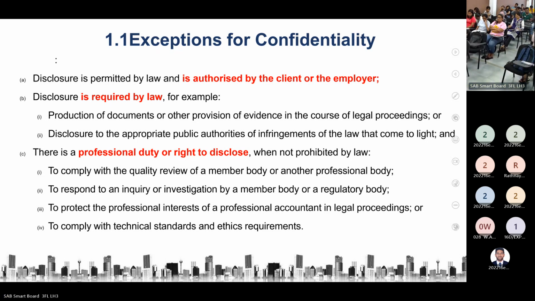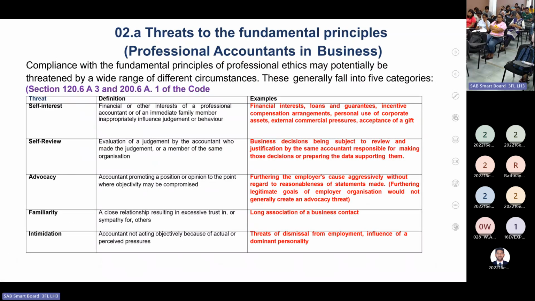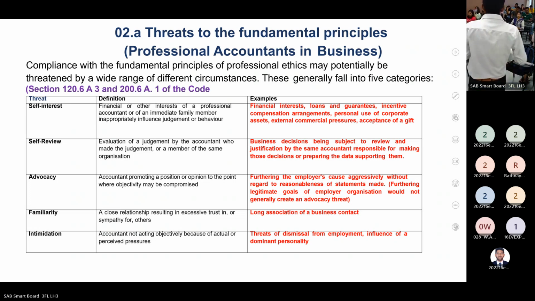So now we have discussed the fundamental principles. If you remember what we discussed about the professional code, the fundamental principles and public interest, we are now completing the fundamental principles. If you breach the fundamental principles, what kind of threats do we have? What kind of threats are incorporated when it comes to the fundamental principles?